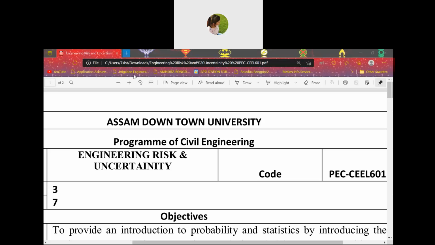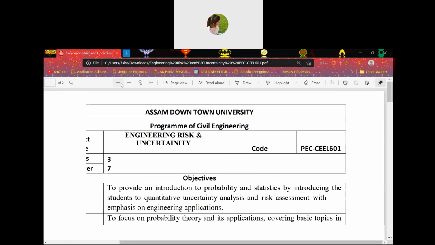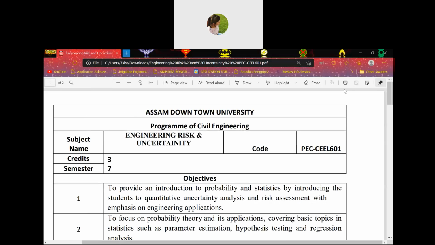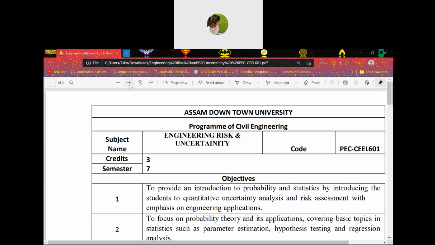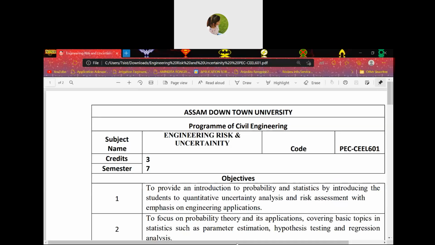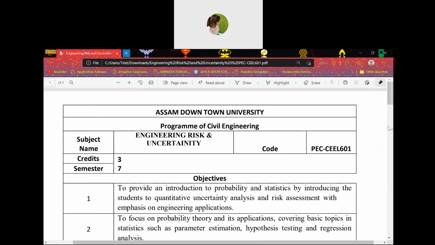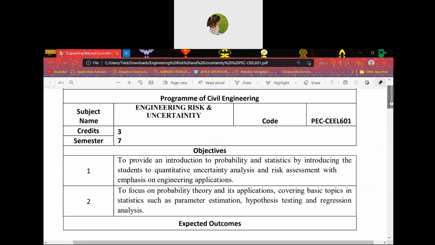Okay, so this is your elective number 6. The subject code is PCCEL601. The name of the subject here is Engineering Risk and Uncertainty. It is a 3 credit subject, and there are basically many more objectives of this subject, but as in this semester, we'll just study the basics. So I have cited only 2 objectives.